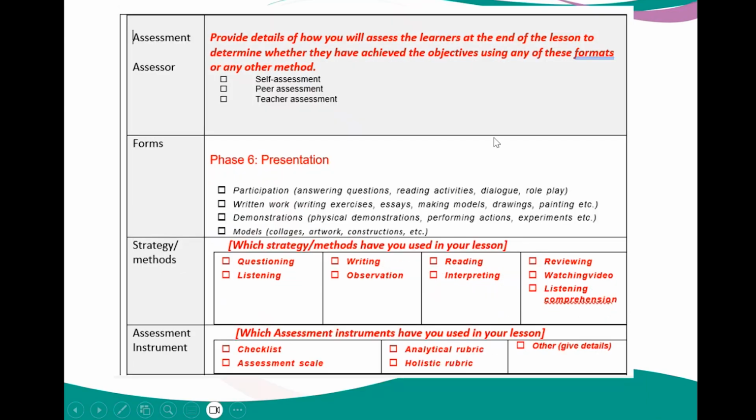And then you're looking at the assessment part of it. You need to provide details of how you will assess the learners at the end of the lesson to determine whether they have achieved the objectives, using any of the formats or any other method. I notice a lot of students just keep these checks unmarked. But remember, you're going to get a 0 for that because you are guided on what this part entails, but you show no initiative or no planning on what you are going to use. It's not always the case where you can use all of them. You might use one of them. So just remember to select it or write it to make sure that you have an understanding.